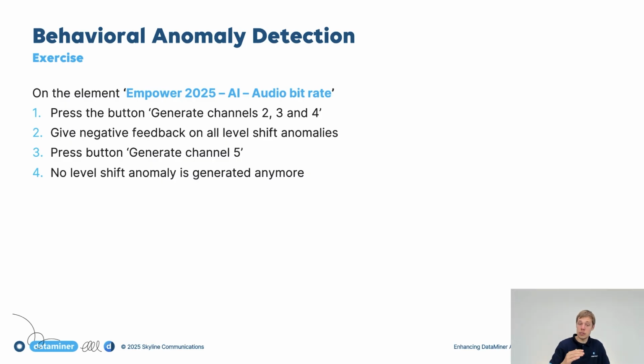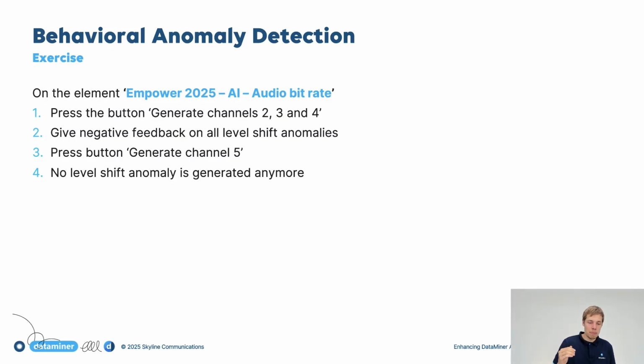So that is a first small exercise that I have for you. I want you to go to this audio bitrate element, and there's a button there, generate channels 2, 3, and 4. And this will generate similar data on channels 2, 3, and 4. So there you will also have a variance change and a level shift. And I want you to give negative feedback on all the level shifts. Yeah, they are all level decreases in this case because it jumps down. So I want you to give negative feedback on those.